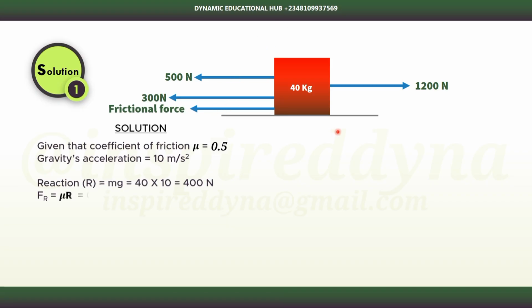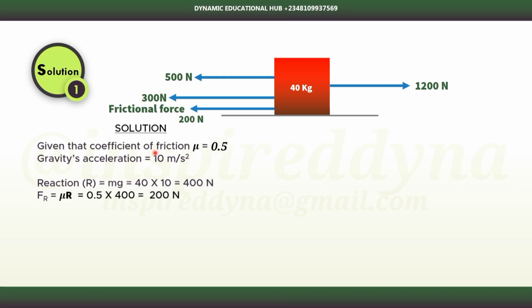Now let's find that friction. Frictional force will be the coefficient of friction multiplied by your normal reaction. This is our normal reaction here. Coefficient of friction is 0.5 multiplied by 400, and that is 200 Newton. So we can fix the friction now. Let's put the force, which is 200 Newton. Now we have 3 against 1. So we have 3 forces here. We have 500, 300, and 200 against 1200.